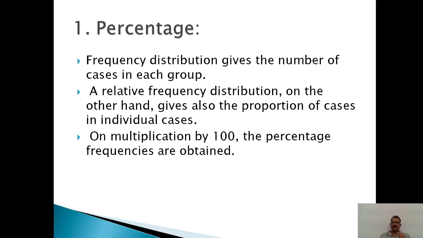A relative frequency distribution, on the other hand, gives the proportion of cases in individual cases. So when we take a relative frequency distribution, we will get the proportion of cases in each individual case. On multiplication by 100, the percentage frequencies are obtained. Okay, so that is a percentage.